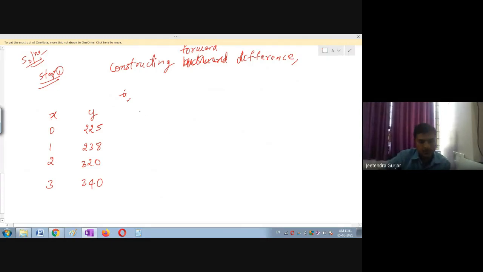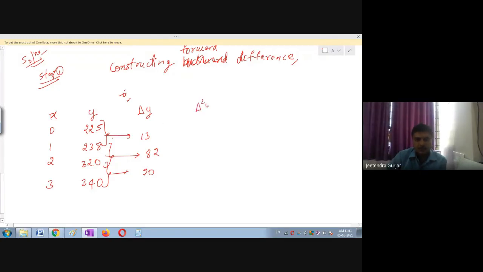Okay, I will go for the first difference known as delta y. This is our first difference. As I said, you're going to take the forward difference. So the difference between 238 minus 225 is 13. Please check the difference between these two, right? Then we'll go to the difference between 320 minus 238, which is 82. Yes, the difference between 340 minus 320 is 20, right? So this is the first forward difference.